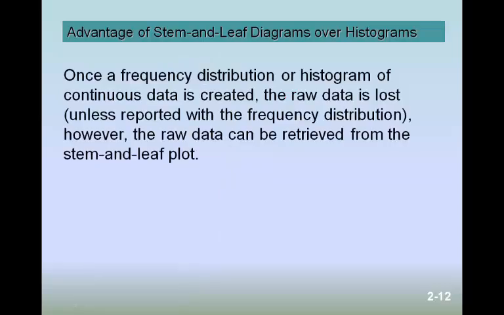Once a frequency distribution or histogram of continuous data is created, the raw data is lost unless it's reported with the frequency distribution. However, the raw data can be retrieved from the stem and leaf plot. So that's an advantage of a stem and leaf diagram over a histogram. You can actually retain your data.